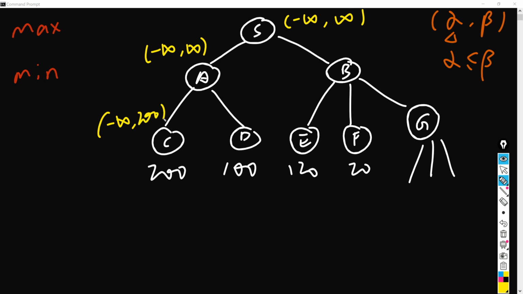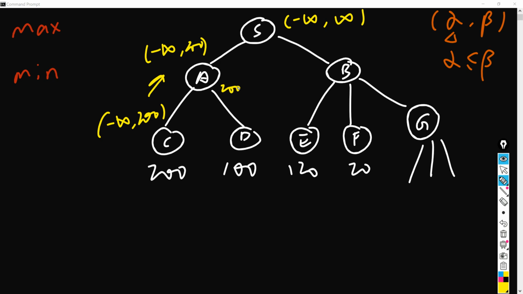So remember, we will only update when the value is smaller than beta during the minimize algorithm, or when the value is greater than alpha in the max algorithm. So it will go back, and right now it has already been updated, and that is 200. So here, first of all, A got a value, that is 200.